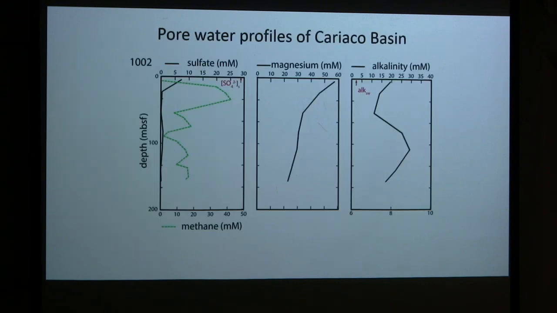But the pore water profiles: sulfate starts off much lower than seawater. Methane is being produced. Magnesium is being drawn down. And this is a well-buffered environment. Unfortunately, the thermal gradient information was not available for this site, but we can pretty much assume that it's not hot enough to consider thermal decarboxylation.